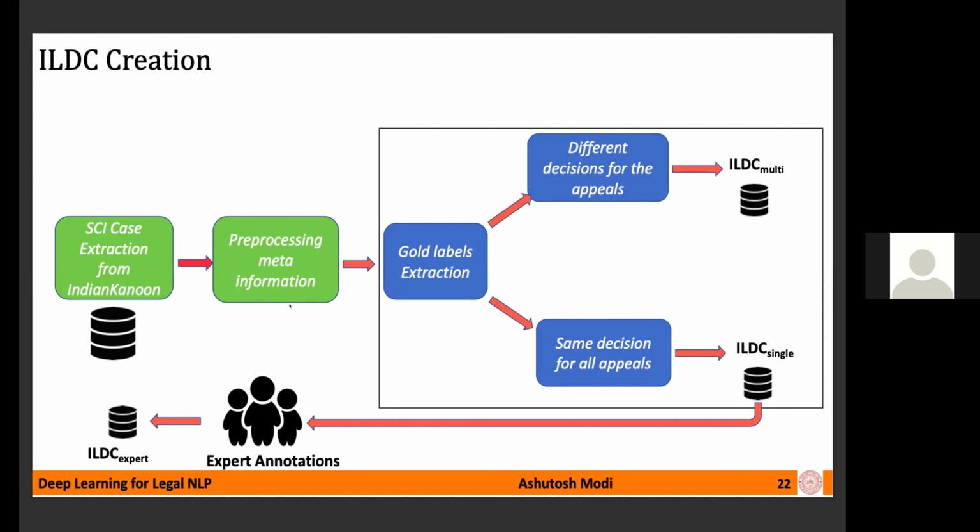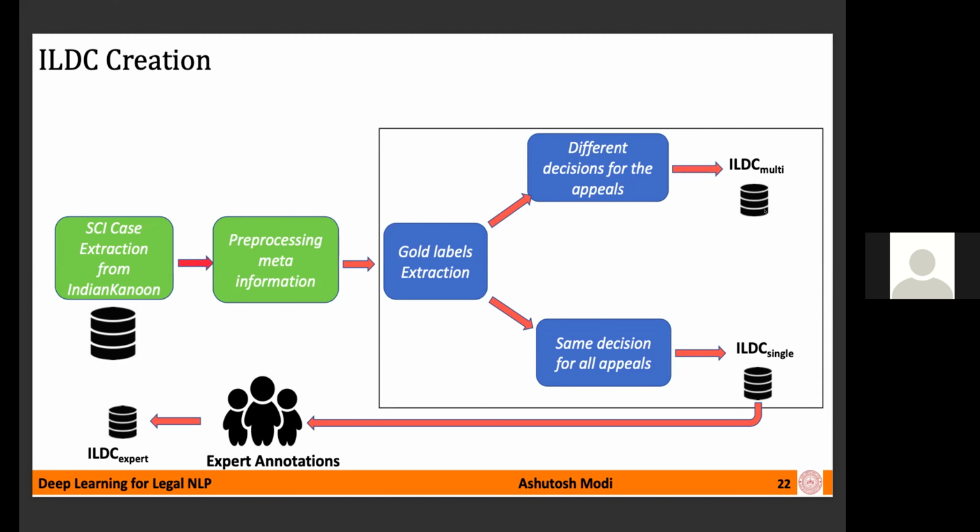Another challenge with Supreme Court of India case proceedings is the presence of cases with multiple petitions, where in a single case, multiple petitions have been filed by the appellant, leading to multiple decisions. Consequently, we divide the ILDC documents into two sets. The first set is ILDC single, and as the name suggests, it has documents where there is a single petition and thus a single decision.